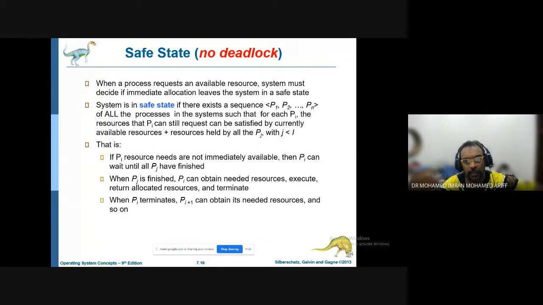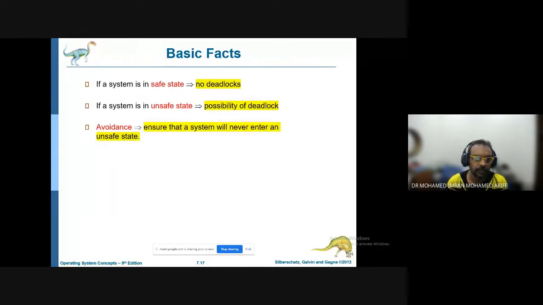A safe state, macam saya bawa sini, there is no deadlock situation. That means all the processes and all the resources have an equal chance. If a system is in a safe state, maksudnya there is no deadlock. If the system is in an unsafe state, there is a possibility of a deadlock, ada kemungkinan, and we should avoid this to ensure a system will never enter an unsafe state. There are a few techniques that can be implemented by the operating system to avoid deadlock.